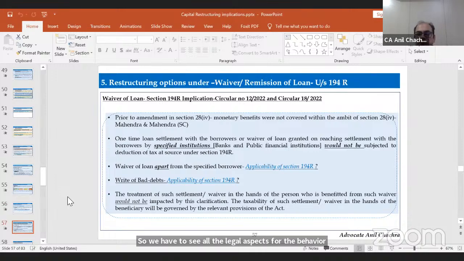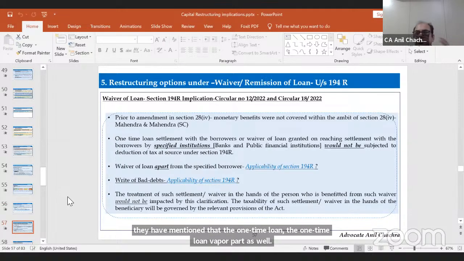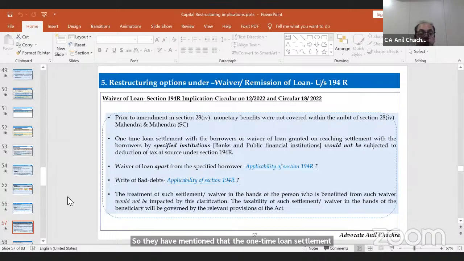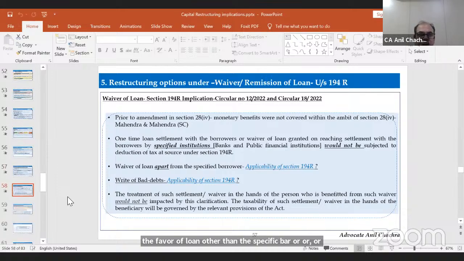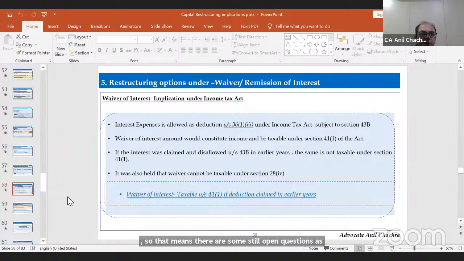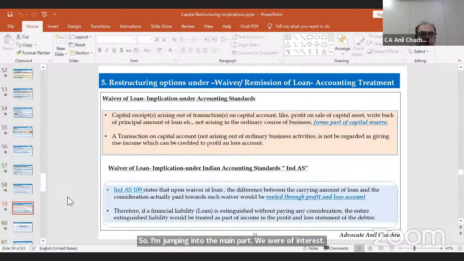Section 194R says that we have to deduct the TDS, so TDS applies to the loan waiver part as well. They have mentioned that one-time loan settlement by the specified institutions would not be subjected to tax, but some clarity is required. What would be the treatment of waiver of loan other than for the specified borrower? So there are still some open questions as far as the TDS part is concerned, right? So I'm jumping into the main part. Waiver of interest, I'm not going to discuss because it's a very simple thing.